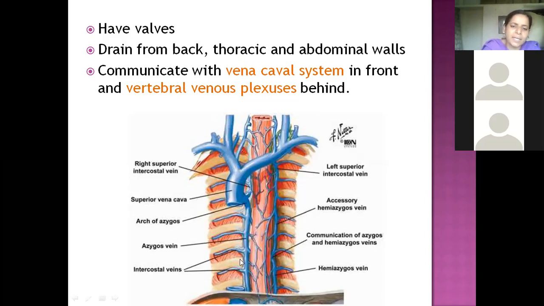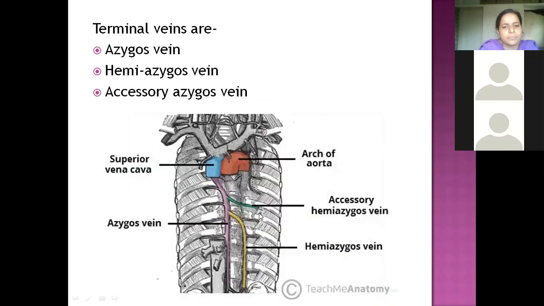Basically this azygous system of veins is connecting, this is the inferior vena cava and this is the superior vena cava. That means this azygous system of veins connects the vena caval system, that means the superior and inferior vena cava system, and right in front of the vertebrae we have vertebral venous plexuses, they are also connected.